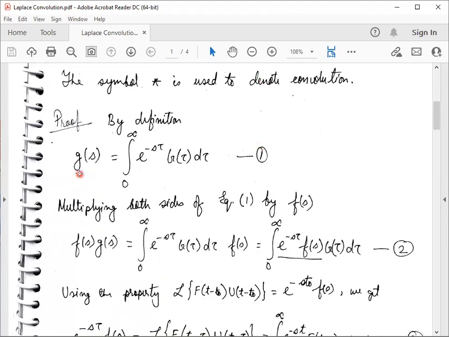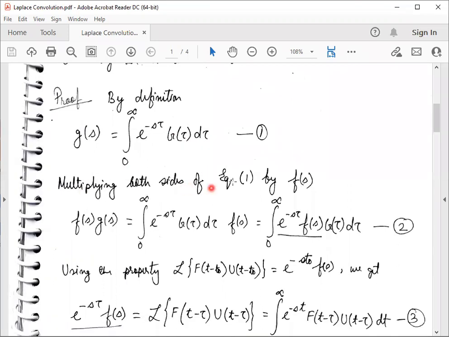So since small g is the Laplace transform of capital G, we have this expression. Small g is equal to integration from 0 to infinity e to the power minus s tau g of tau d tau. Here the integration variable can be represented by any variable, tau, t, omega, whatever, any variable that we want. Now we multiply both sides of this equation number 1 by f of s. So let me use the drawing tool here. So we multiply both sides by f of s, this f of s.